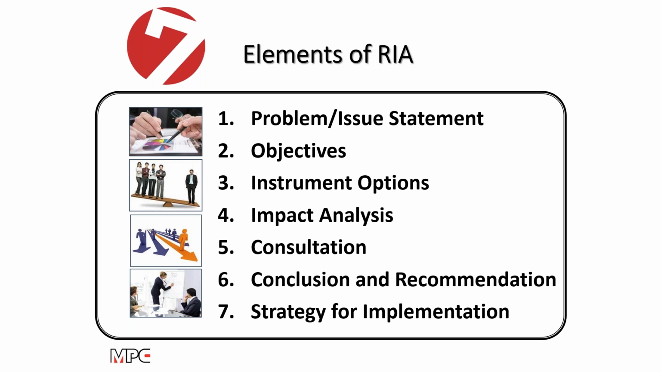So what then are the elements of regulatory impact assessment or regulatory impact analysis? Different countries will have different approaches, which I will touch on later. But here I'm presenting to you an approach or model that is used by the Australian government, where they have grouped these elements into 7. One is problem identification or issue statement, objectives, instrument options, impact analysis, consultation, conclusion and recommendation, and strategy for implementation.